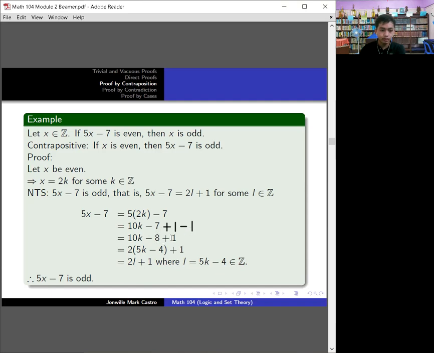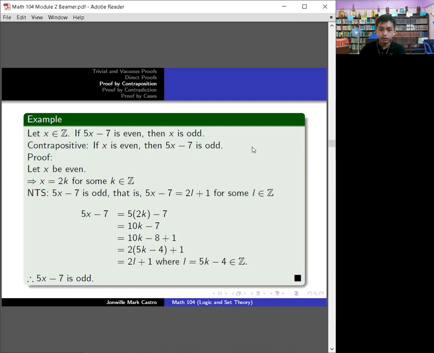Pwede nyo din naman diretsuhin na ganyan. Same lang siya. So, para lang alam natin kung paano natin nakuha tong minus 8 plus 1. So, nag-add tayo ng 1, then nag-subtract tayo ng 1, which is basically 0. So, wala lang din siyang effect, kumbaga doon sa statement natin. So, equal pa rin naman yung statements natin. Okay?